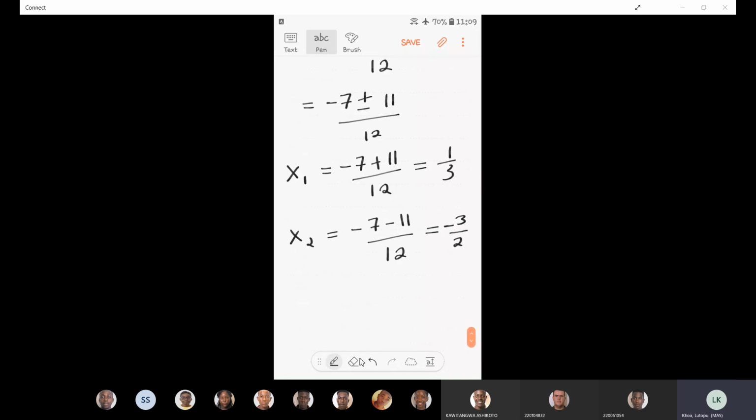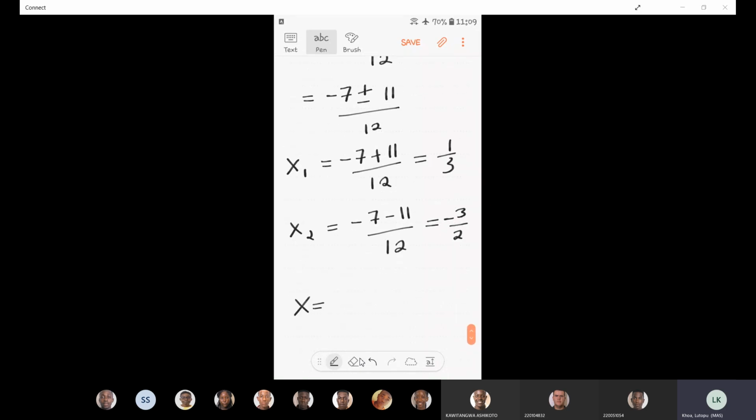So these are your two solutions. So x is equal to 1 over 3, or x is equal to negative 3 over 2. And then you're done. Again, it's always good to substitute your solutions back into the original equation and see if they satisfy the equation. Okay, they should. If they don't, check your workings.